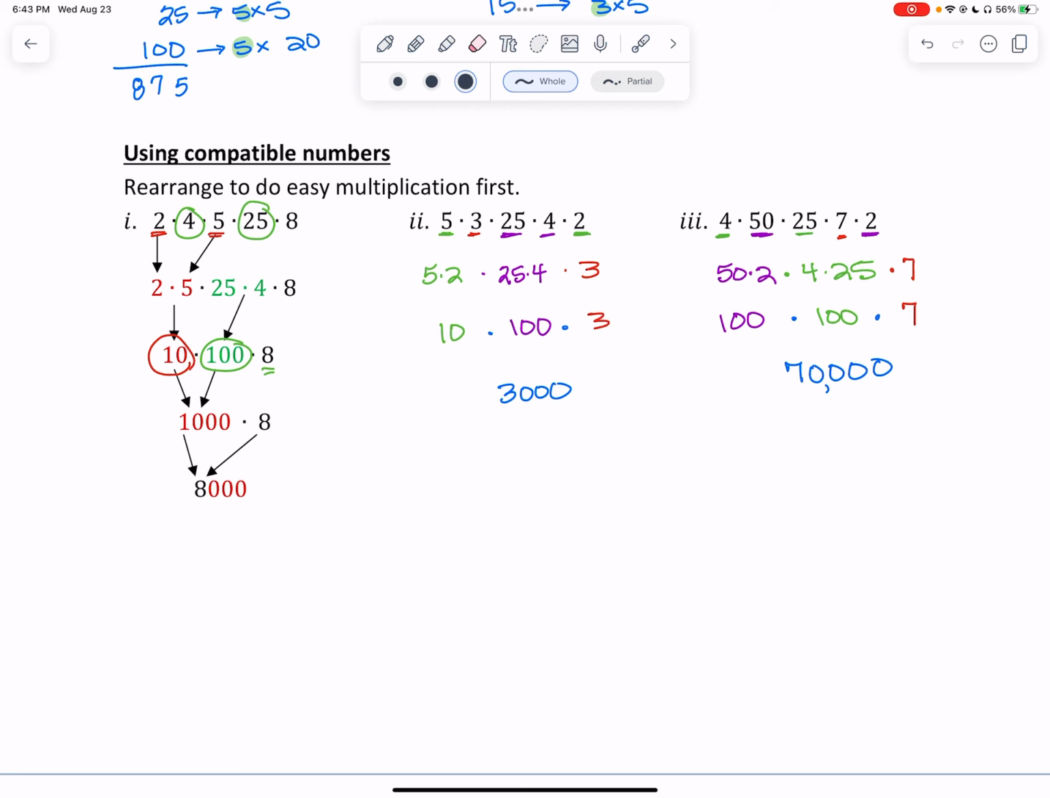So you will be using grouping compatible numbers together. Even if you're not teaching it, it's a great concept to quickly get an answer, even if you have your students do it another way. So that is the end of this section. The next section will be on division.